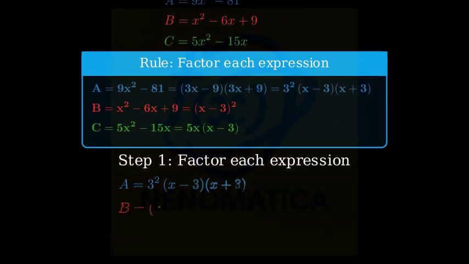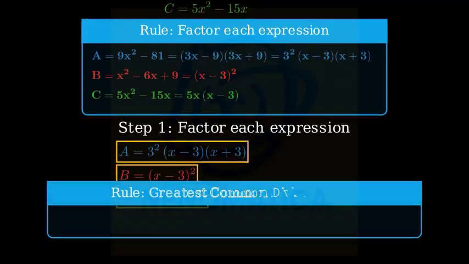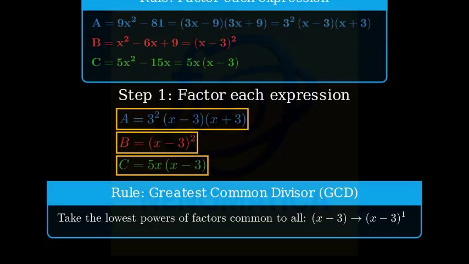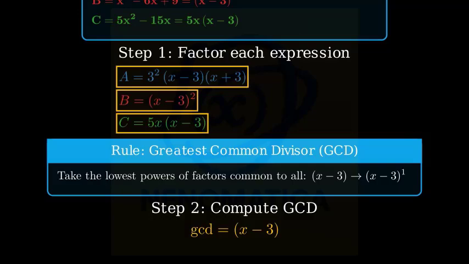Step 1. Factor each expression. A equals 3 squared times (x minus 3) times (x plus 3). B equals (x minus 3) squared. C equals 5x times (x minus 3). Rule: the greatest common divisor uses the lowest powers of common factors across all expressions. Step 2. The greatest common divisor is x minus 3.